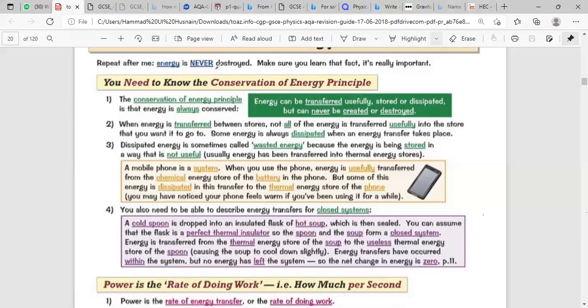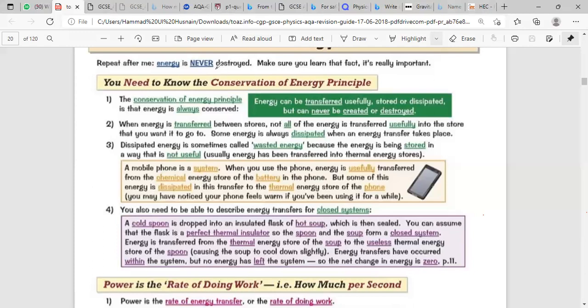So it means that most of the electrical energy is transferred to the light energy, which is useful for us. We say that most of the electrical energy is transferred to the light energy store of that bulb. But some of its energy is also dissipated, or lost, in the form of heat. Some of the electrical energy is transferred to the thermal energy store of the bulb, but that thermal energy store is not useful for us.